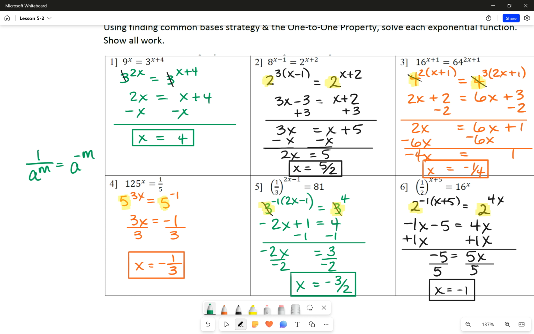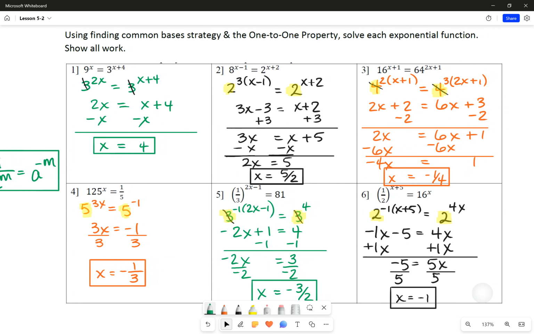So keep that property in mind, because in problems like number 4, 5, and 6, you had to rewrite in exponential form the 1/5, the 1/3, and the 1/2. Okay, so I'm going to box this property in. So just a reminder from 5.1.